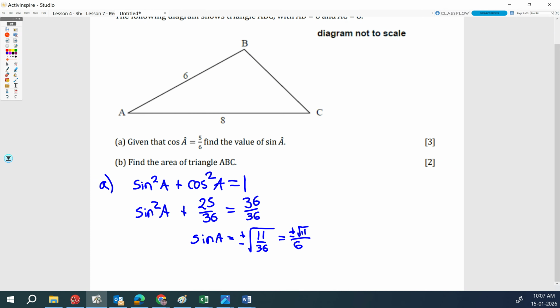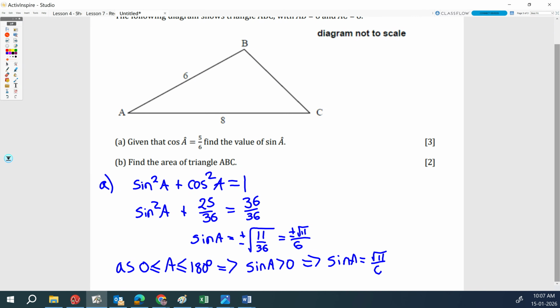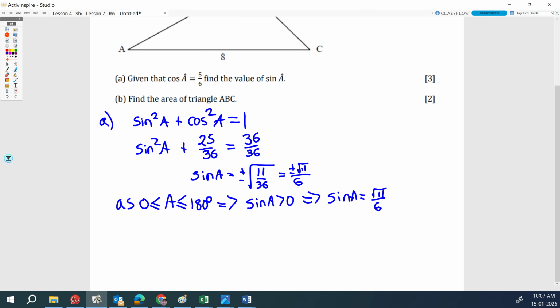Now, this angle A is clearly in a triangle, which means it is between 0 and 180 degrees. So we can say that as A is between 0 and 180 degrees, it implies that sine A must be positive, which means that sine A is equal to root 11 over 6, and it's not equal to the negative of that. That's not going to happen in a triangle. The cosine value can be positive and negative in a triangle, but the sine value must be positive.